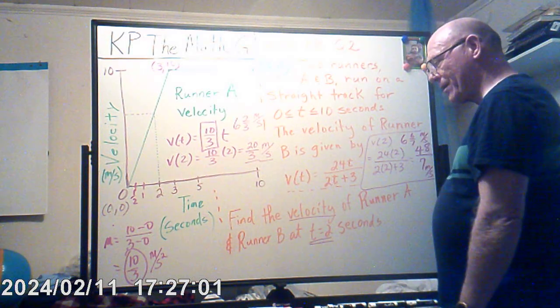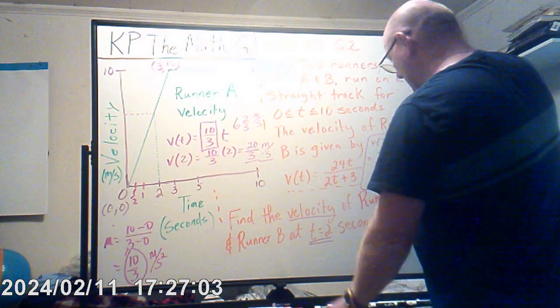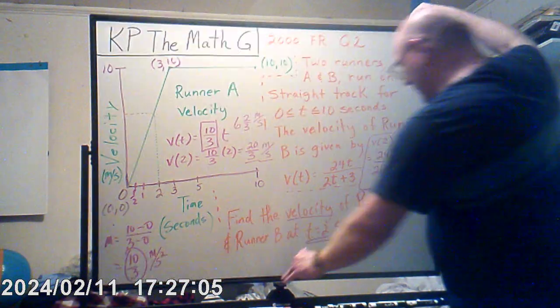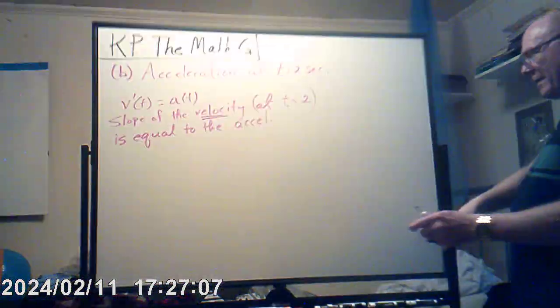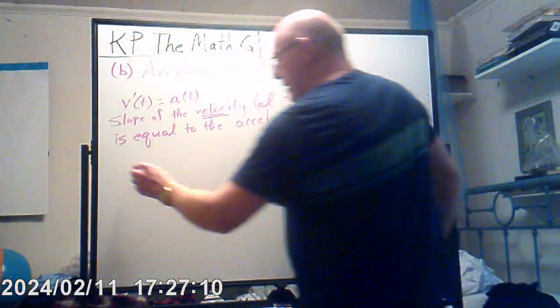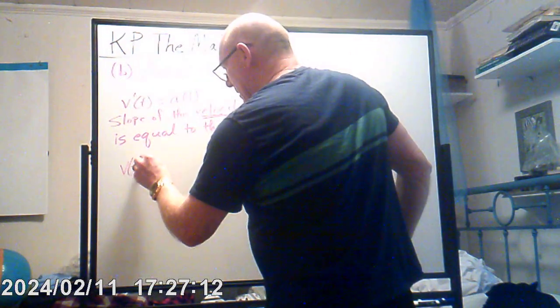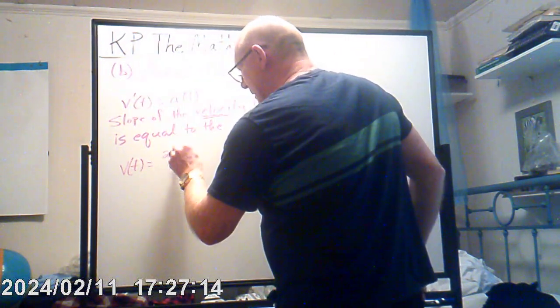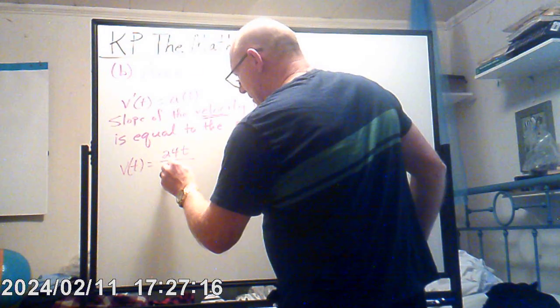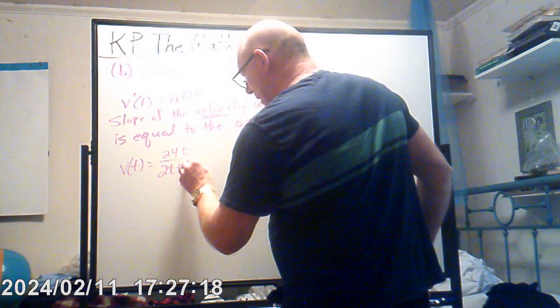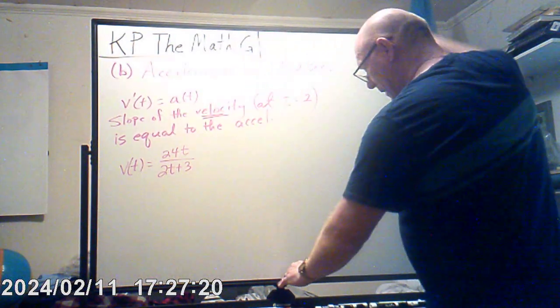Okay, runner A is done. Runner B, 24t over 2t plus 3. So v of t is 24t over 2t plus 3. Making sure. I don't want to be wrong about this.